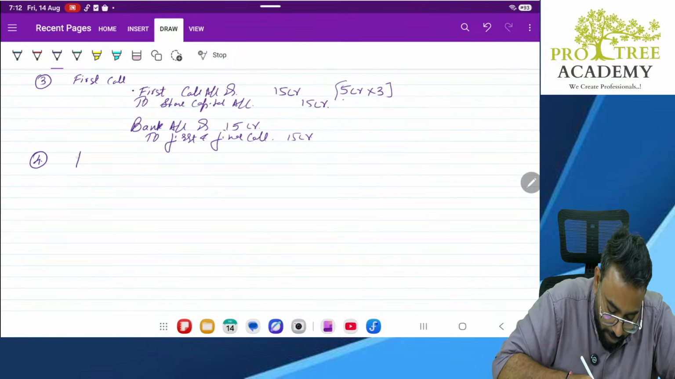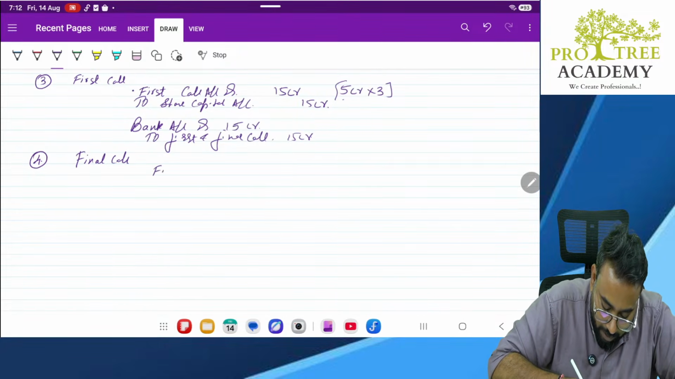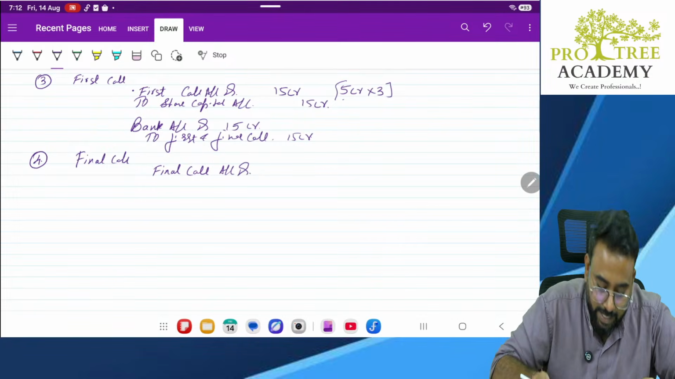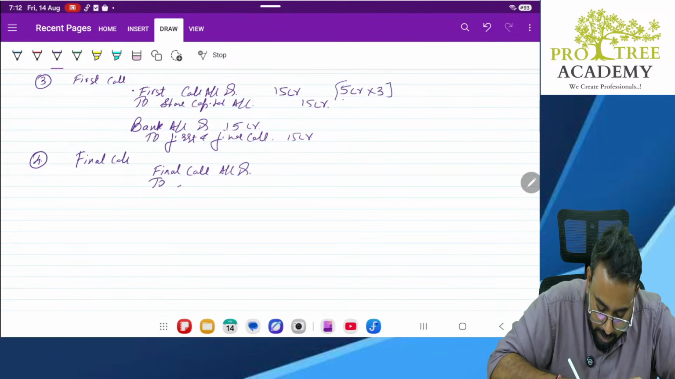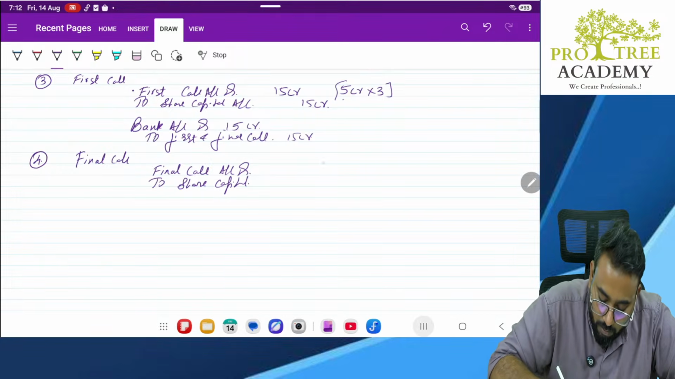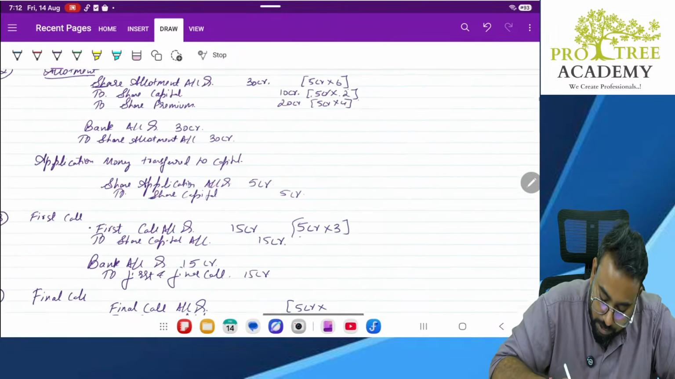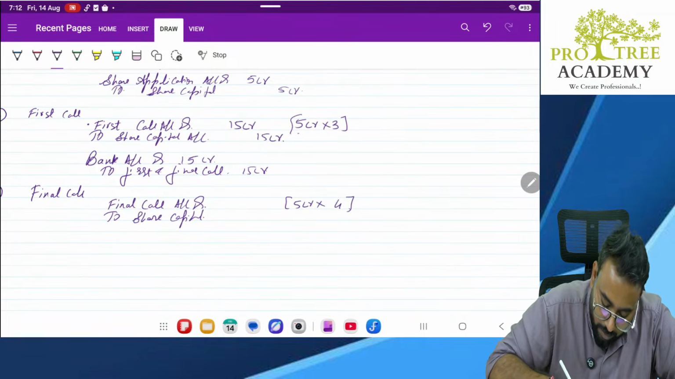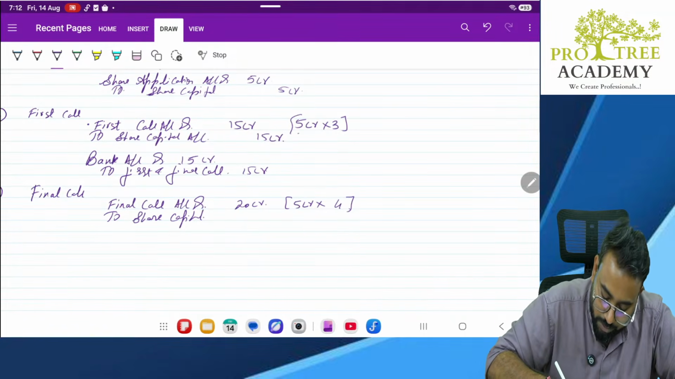Next, final call. Final call account debit, same entry to share capital. Any change in the entry? No change. What is the amount? 5 crore into how much? 4 rupees. Correct? That is 20 crores.